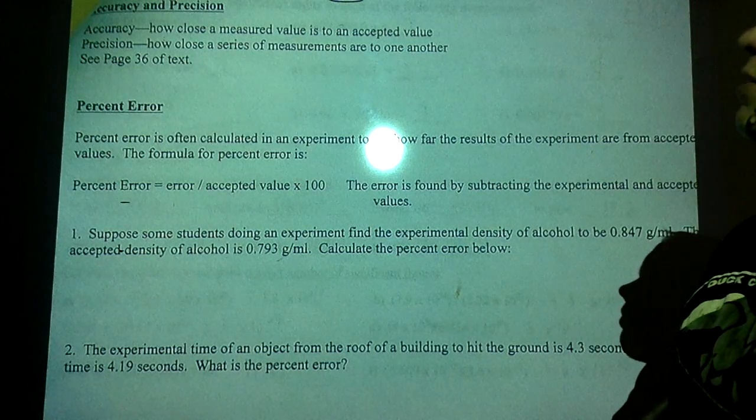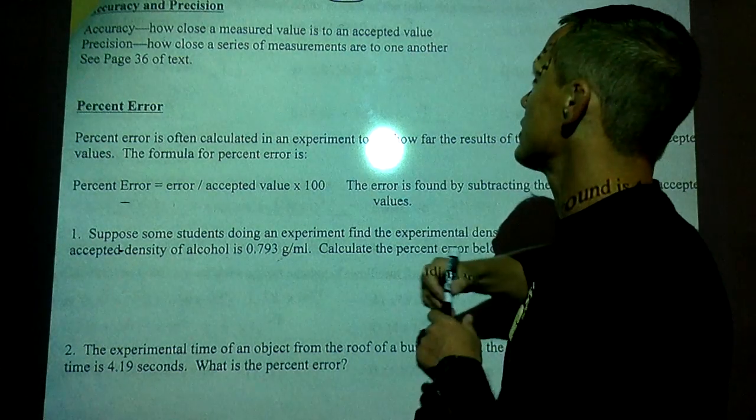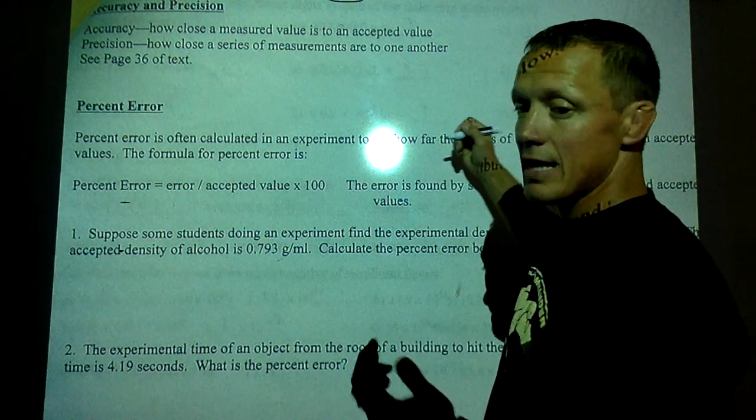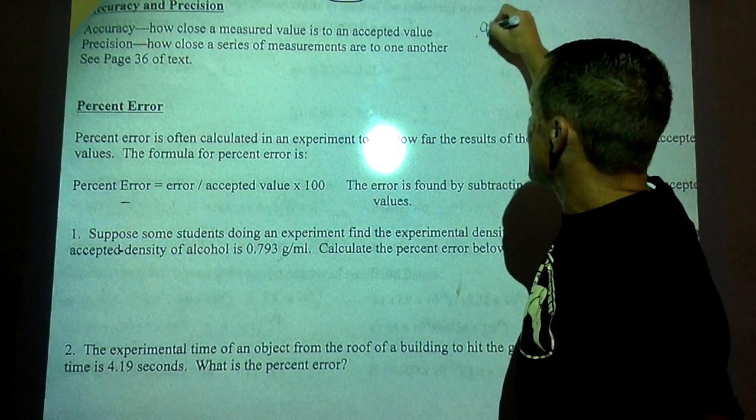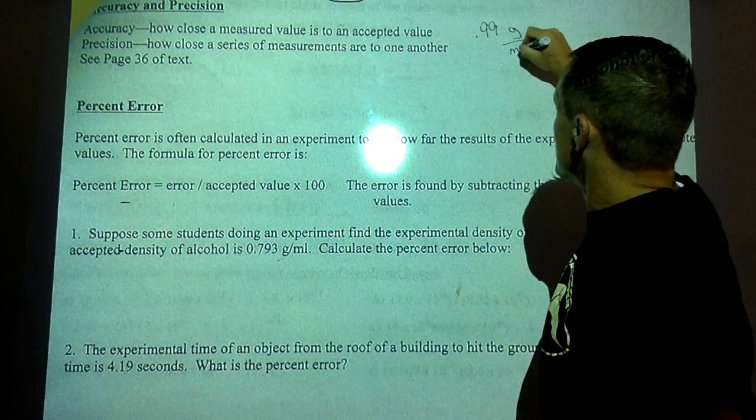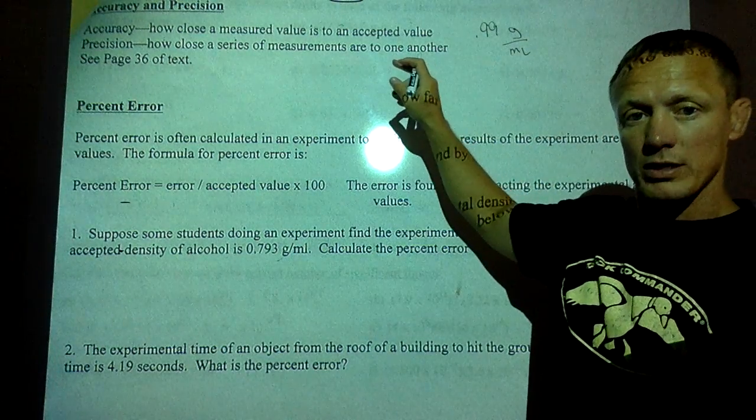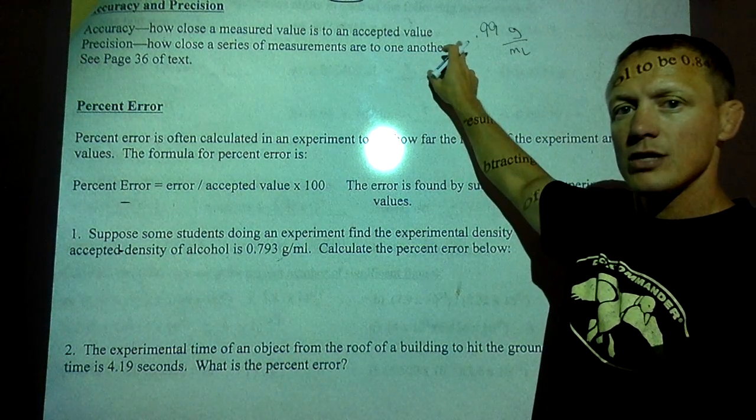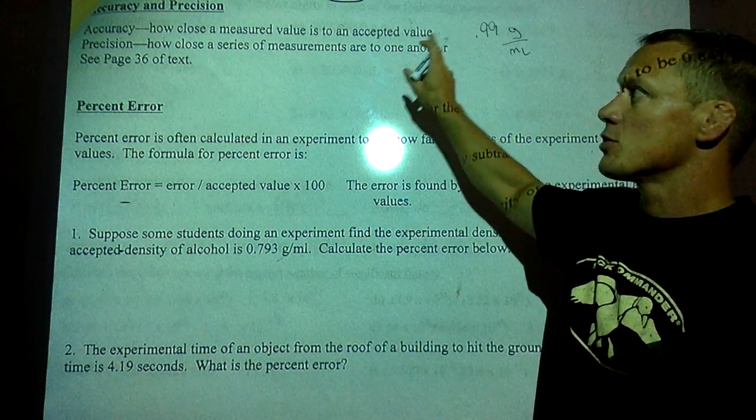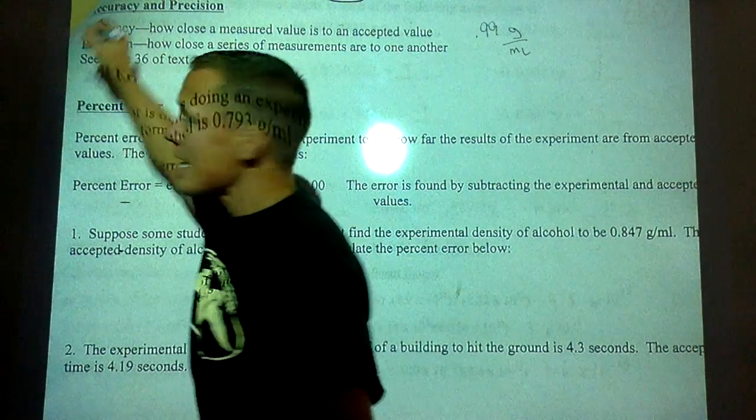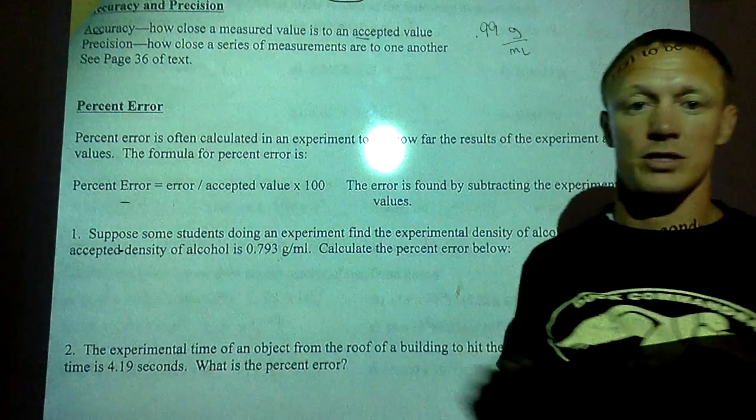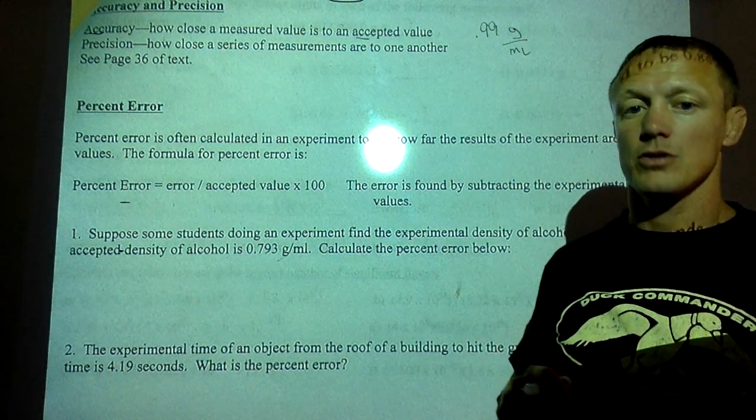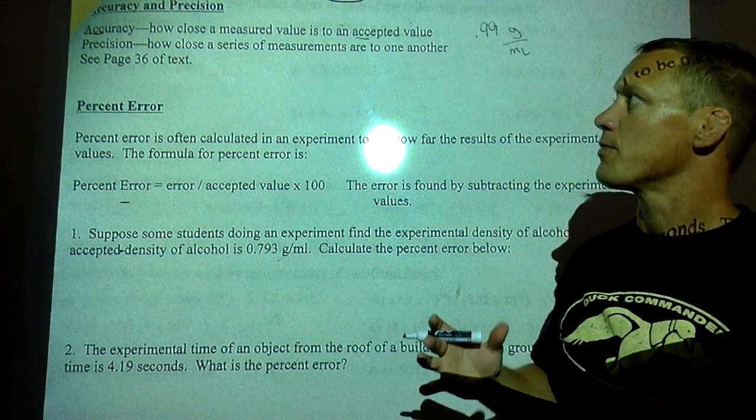So accuracy is how close a measured value is to an accepted value. For example, if you go out to the lab and you measure the density of water, and you get 0.99 grams per milliliter. Well, the accepted is 1.00, so you're pretty close to the accepted value. That means you're accurate. The way I remember that is accuracy starts with ACC, and you're close to the accepted value, which is ACC. Okay, so it's getting close to the actual value.